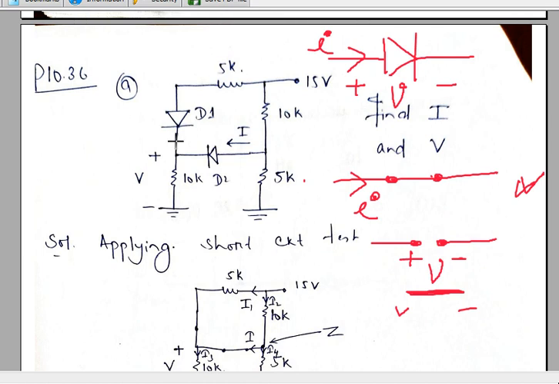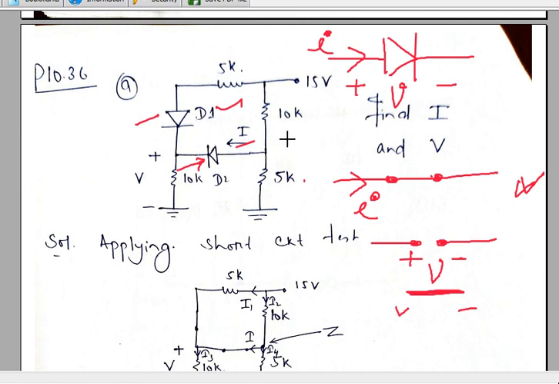So the open circuit and short circuit tests are applied for each diode. You can simultaneously apply the test to both diodes and then solve the circuit. There are a total of 4 combinations: both on, first on and second off, first off and second on, and both off. So total 4 possibilities are there, and you have to check all the possibilities. Now you can start with the short circuit test.